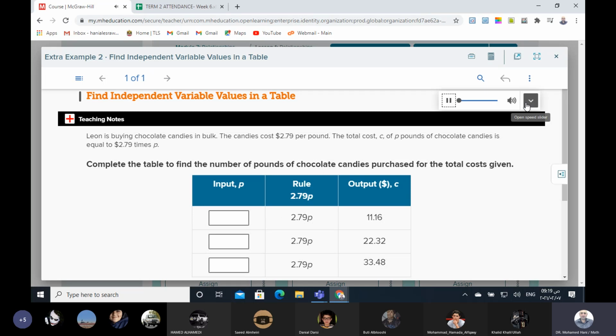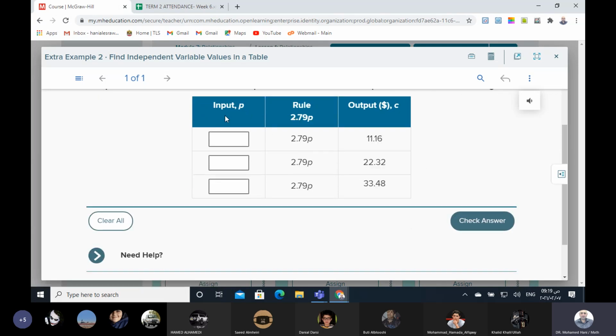Find independent variable values in a table. Teaching notes. Leon is buying chocolate candies in bulk. The candies cost $2.79 per pound. The total cost, C, of P pounds of chocolate candies is equal to $2.79 times P. Okay. Now here we have the input. Here we have missing values. We have the rule 2.79 times P, the input. We will get C, the output. Now we have the C and we have the rule. How to solve the input?